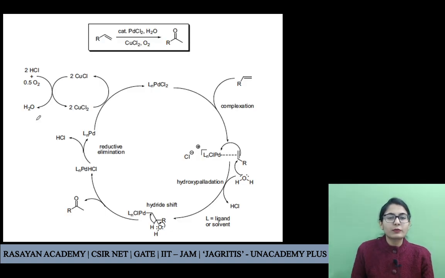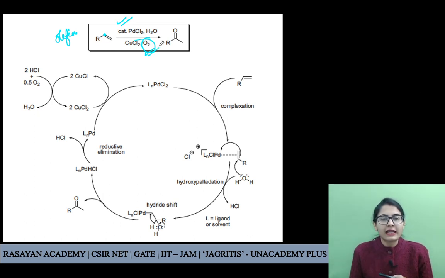So let's look at the whole process. I have just taken it down over here. This is your olefin, for example, a simple mono substituted olefin, so that we understand the ketone and aldehyde possibility. Catalytic amount of palladium chloride, and you have water, CuCl2 and oxygen as well. So it's not just metal catalyst, you also have oxygen in the medium. This is your ketone that you get. Now let's understand the whole process. It looks very intimidating, but it's not.